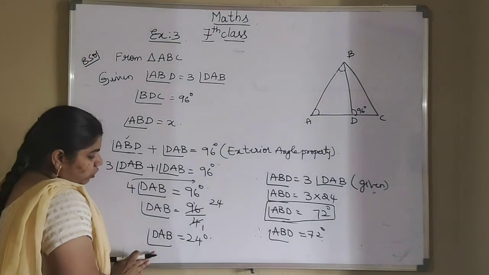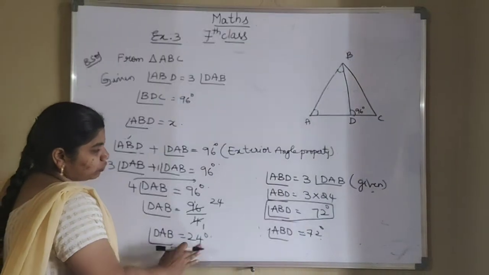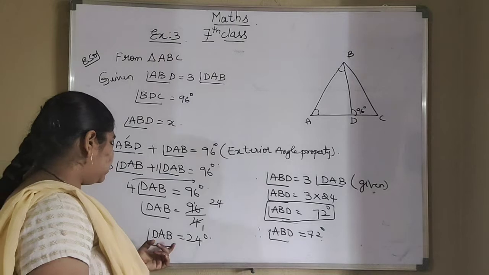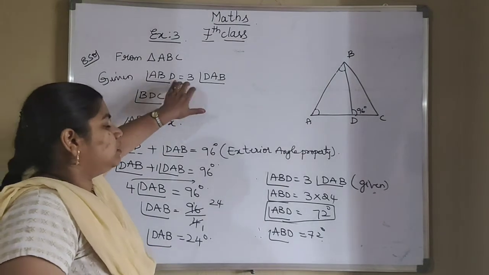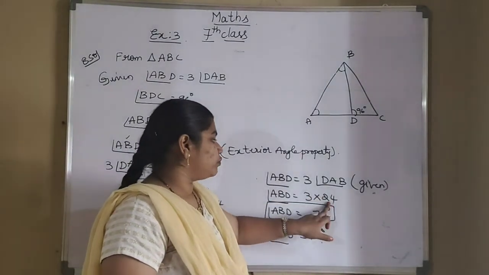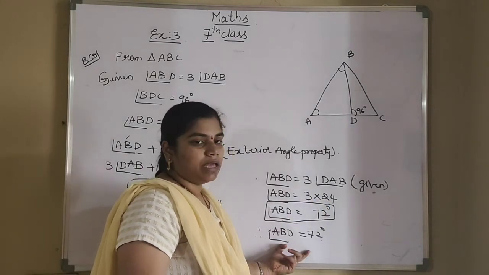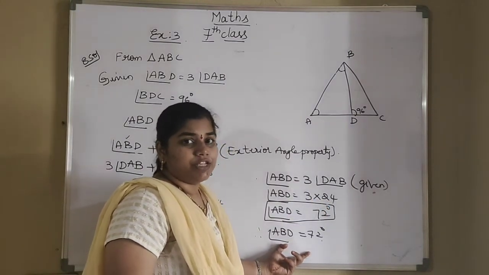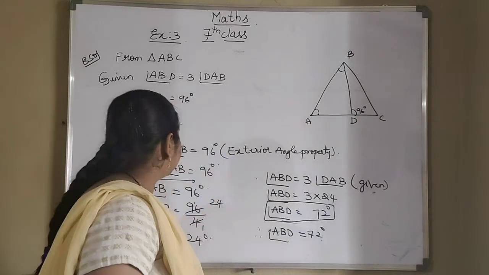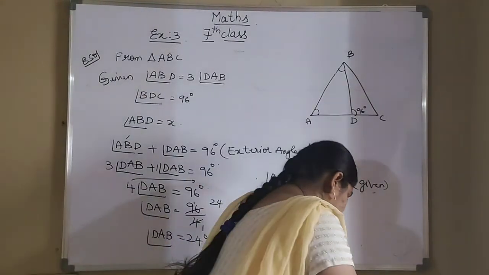Okay, and what we got now? Angle DAB value, you got it as 24. Now this value I am substituting in this. So that is DAB is equal to 24. 24 3s is 72. So you got angle ABD value as 72 degrees. Okay, this is our 8th solution.